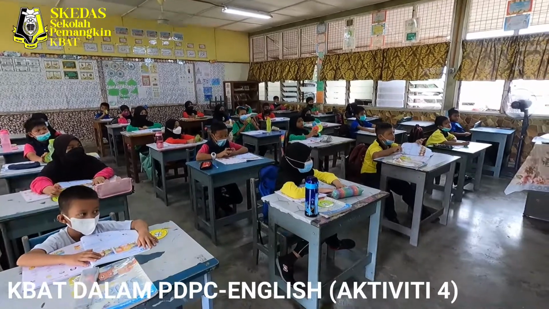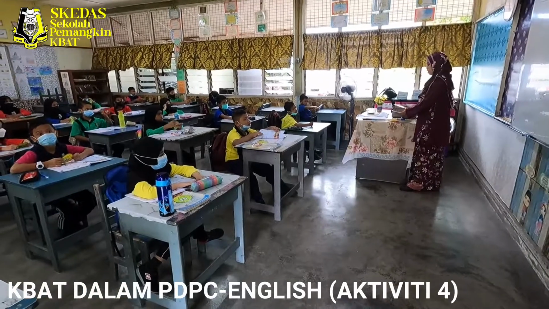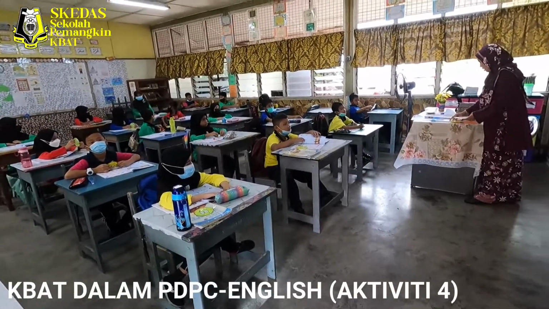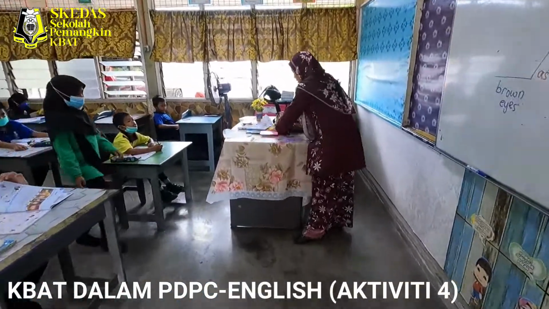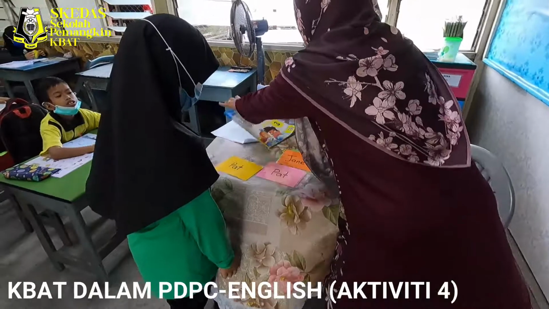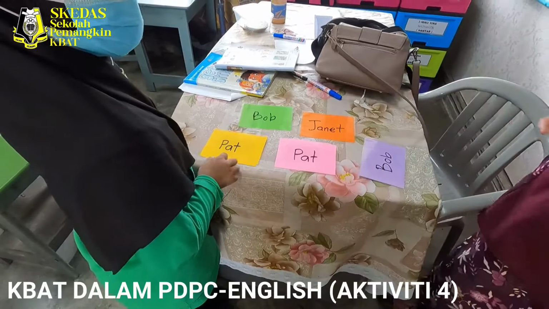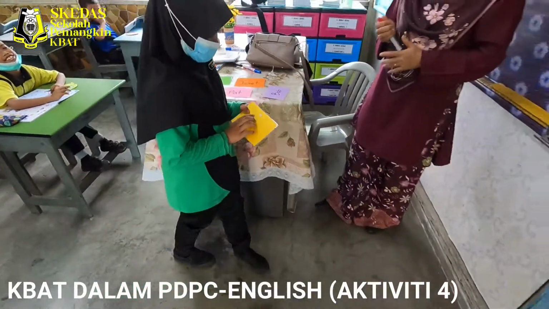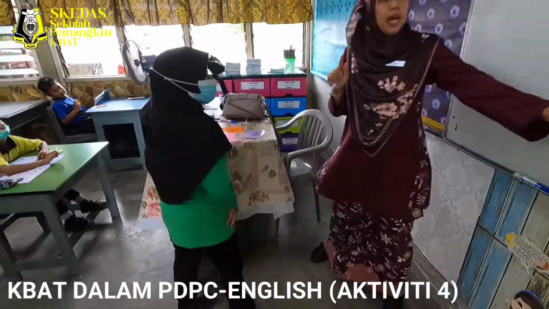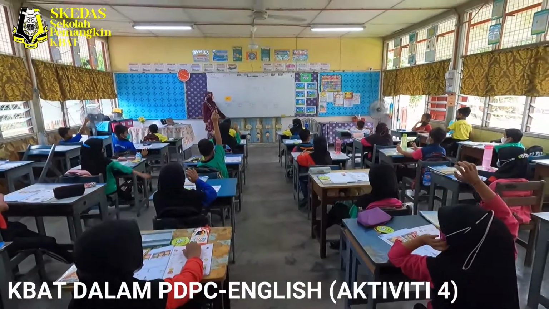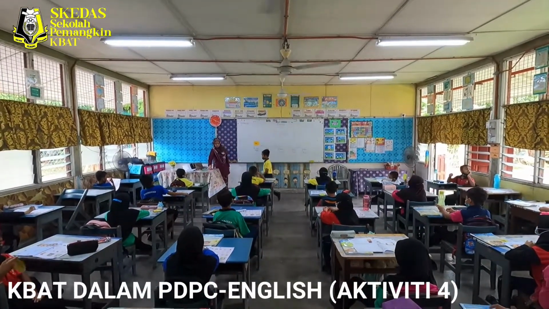Who has brown eyes? Katija, come here. Choose one name. Who has the brown eyes? Take one and put on the whiteboard. Okay, for the next lucky person, who has the blonde hair? Come here. Choose one name here.